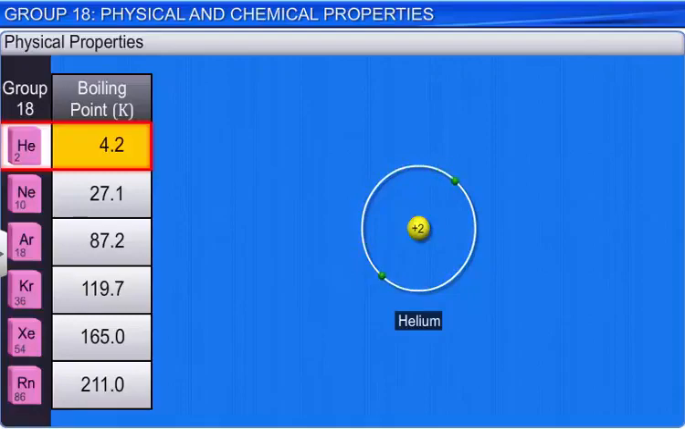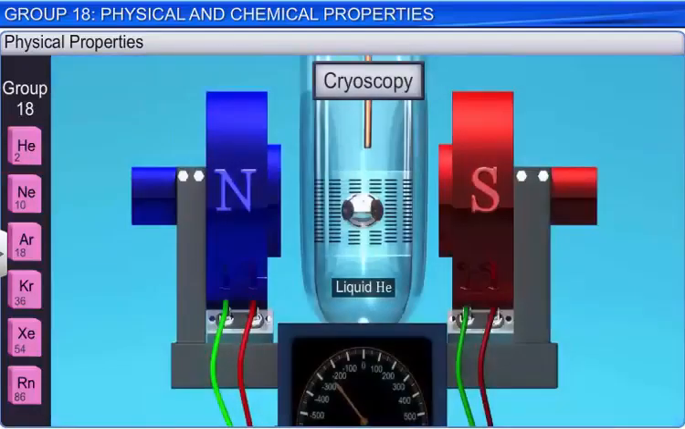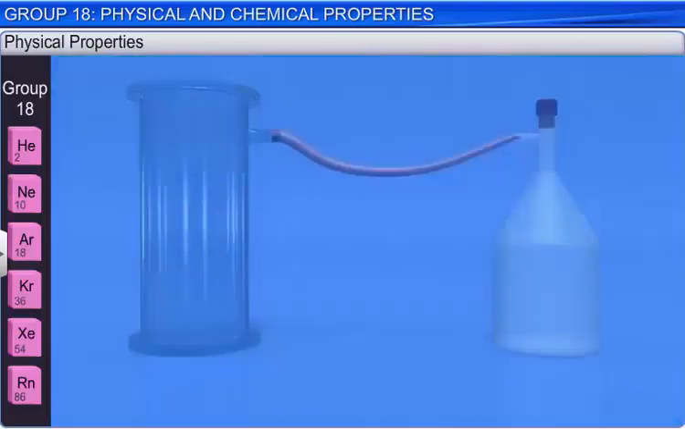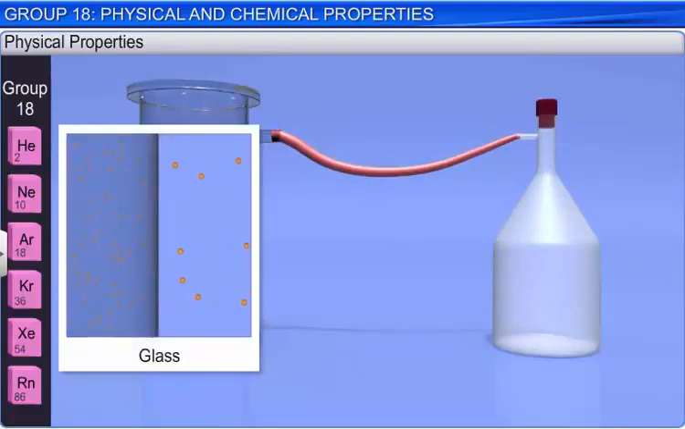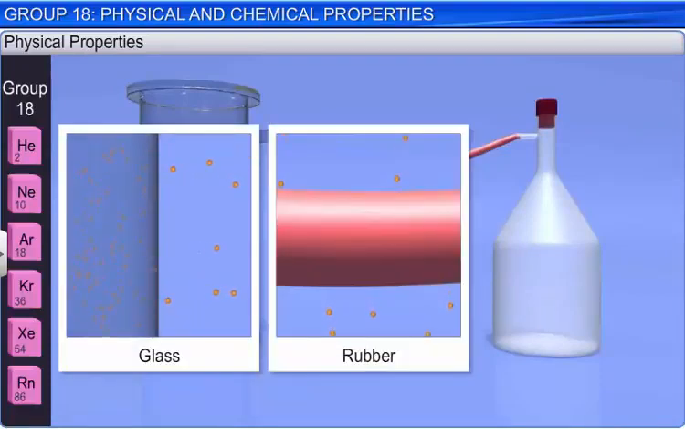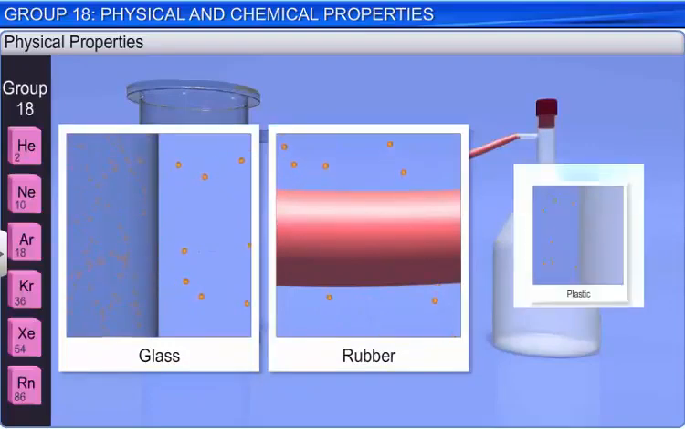Liquid helium finds use in cryoscopy to obtain the very low temperatures required for superconductivity. Helium has the unusual property of being able to diffuse through glass, rubber, and plastic, which are commonly used as laboratory materials.